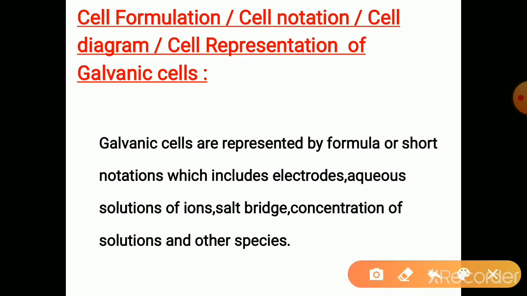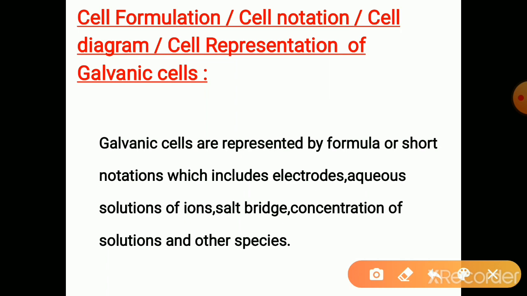But the thing is that always, if you want to represent the galvanic cells, a full diagram you have to draw, and that is time consuming.